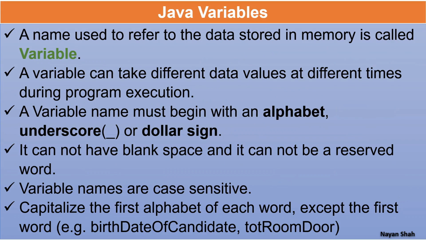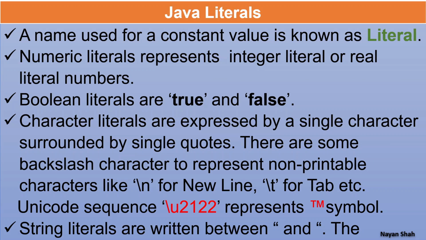Java variables are the things which remember the value and it is stored in the computer, so we can easily refer to it throughout the program. Variable names are case sensitive, that also we need to remember.